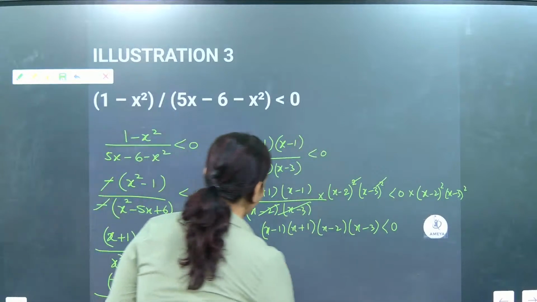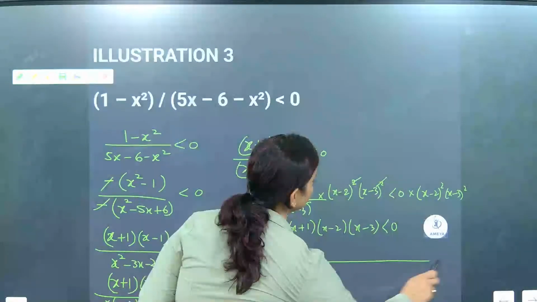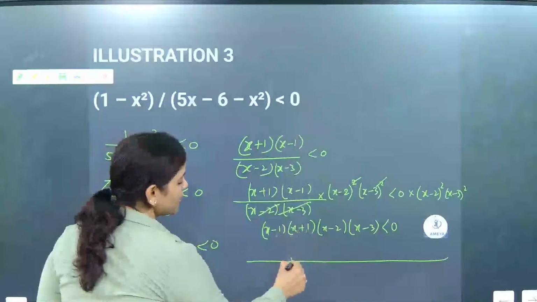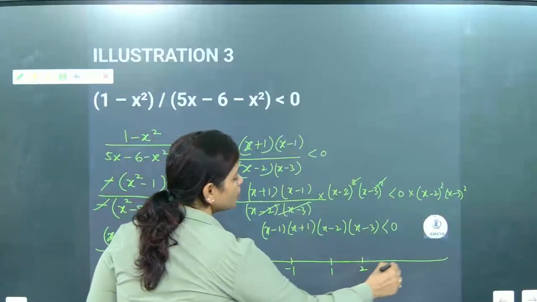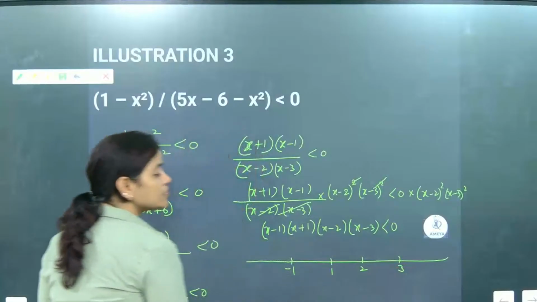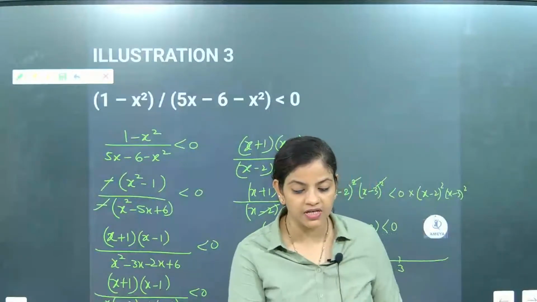Now look here. Now we will define the regions, which regions are coming. But here only the less than part we have to find. So here the points are minus 1 and then 1 and then 2 and then 3. Since these are all simple factors, nothing big work is there.